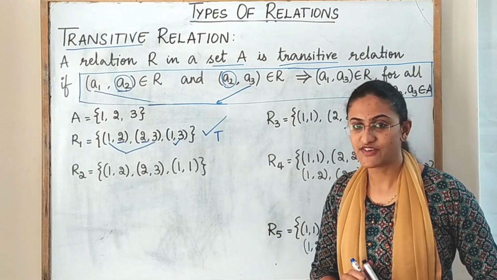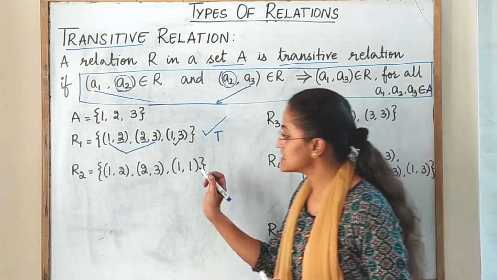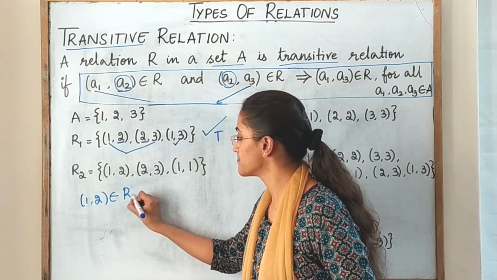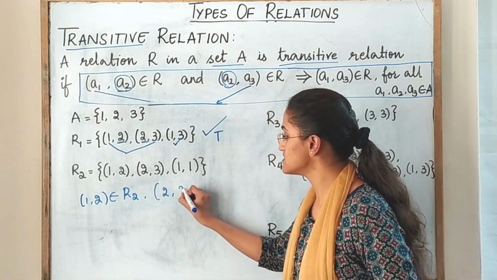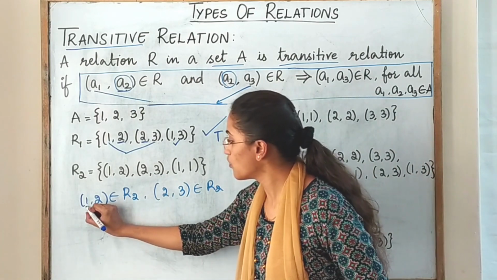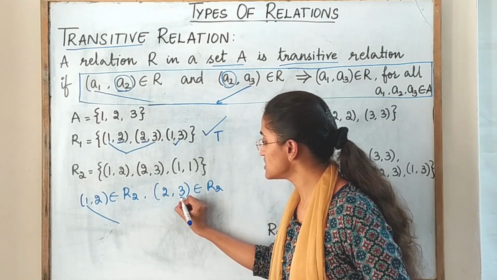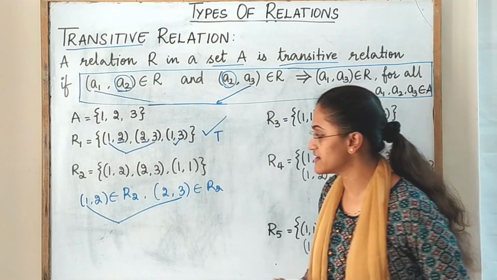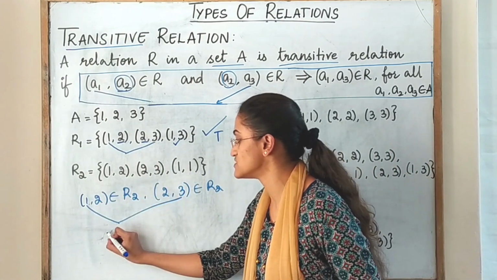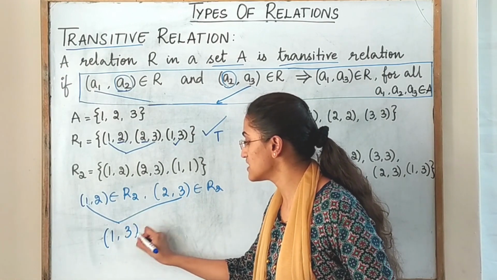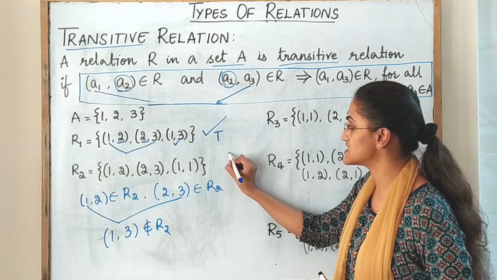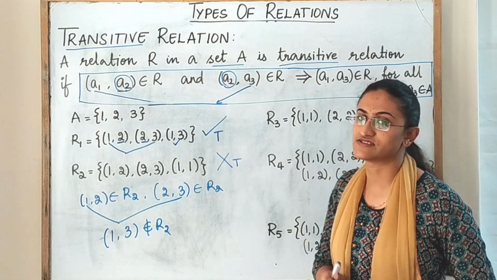Look at the second relation, that is R2. As per the relation, (1, 2) belongs to R2. (2, 3) also belongs to R2. As per our condition, if (1, 2) and (2, 3) belong to the relation, (1, 3) should also be in the relation, but it is not present. That is, (1, 3) does not belong to R2, and hence you can conclude that R2 is not a transitive relation.